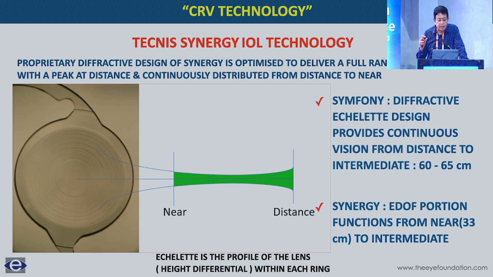When I was initially introduced to the concept of halo with the EDOF lenses, I thought this is unique to these lenses, but almost the monofocal lenses also have a halo pattern. And it's a proprietary diffractive design of the Synergy, which is optimized to deliver a full range of vision with a peak at distance and continuously distributed from distance to near, which enables these lenses to function quite well for all distances.